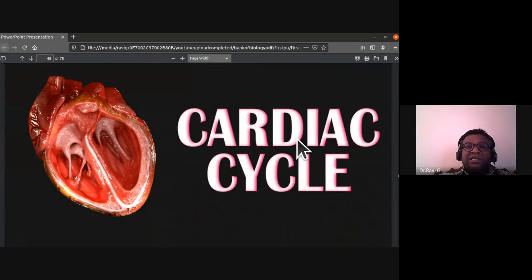Next we'll discuss the cardiac cycle. The cardiac cycle is the heartbeat that takes place within us. This is how it looks when we take a section of the heart. You can notice very clearly the entry from the right auricle, and this is a real picture of a section of a heart.